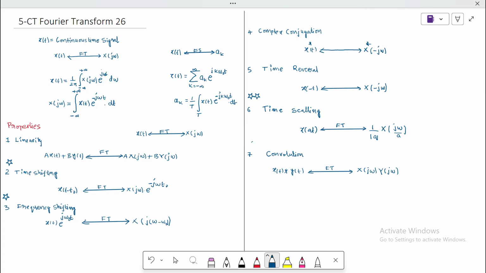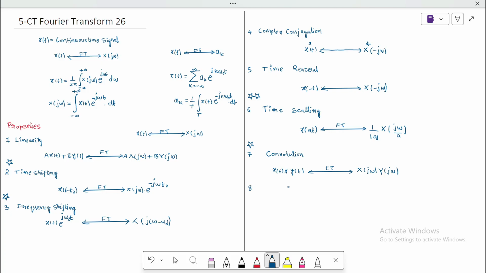It is also very, very important for analyzing systems, analog or digital, and in control systems. We can easily write the relation between the input, output and system transfer function. The transfer function of the system is Y of j omega by X of j omega, or Y of j omega equals X of j omega into the transfer function of the system. So this is related to convolution.